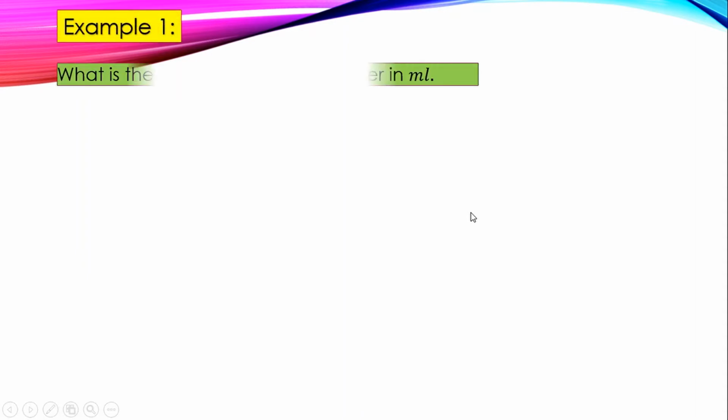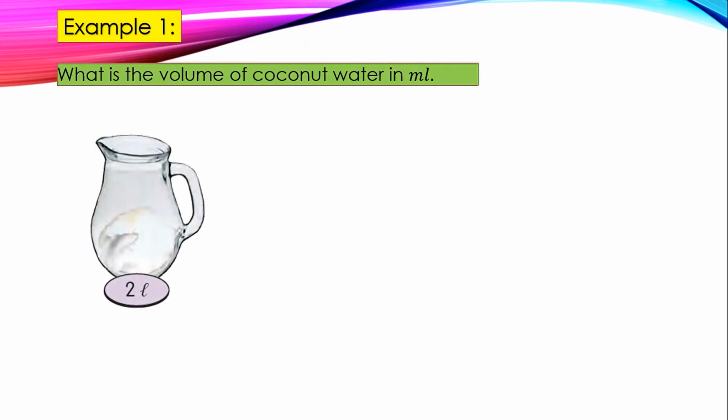Now we go to example 1. What is the volume of coconut water in milliliter? Look at the jar here. This jar contains 2 liters of coconut water. Now we have to convert 2 liters into milliliter.